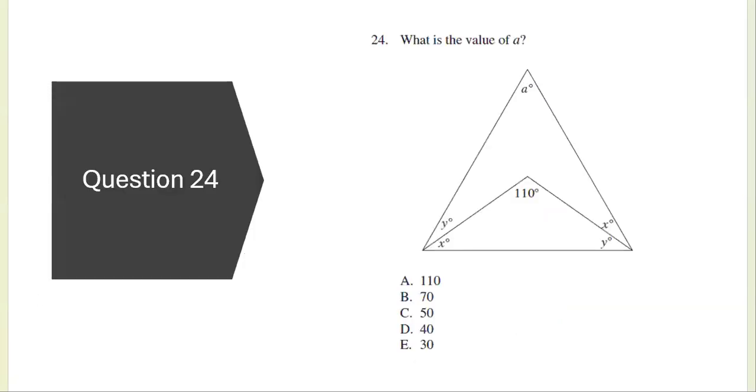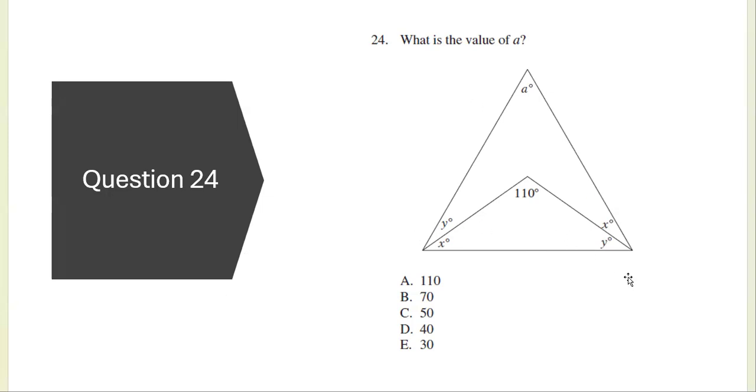Okay, 24. What is the value of A? We can use some of the interior angles once again. X plus 110 plus Y must be 180. Okay? We don't need to know what X and Y are individually, I'm pretty sure, but let's just believe me for now. So X plus Y must be 70 then. Okay, that's from this inner triangle.